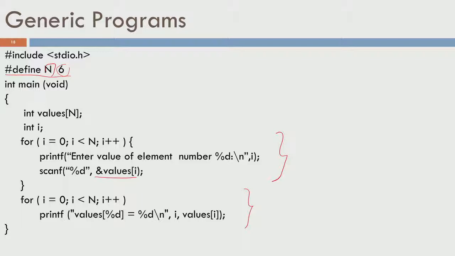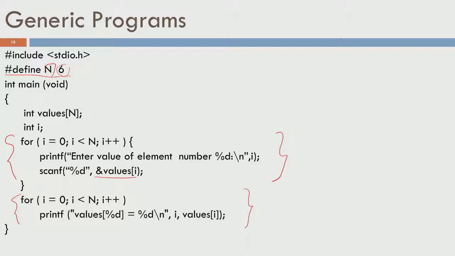Now if I look at this loop, let us see how to make sense of it. For I equals 0, I less than n, I plus plus. Wherever you see n, the C preprocessor will replace that with 6. So, this loop will run from 0 to 6. What this loop will do is read 7 elements numbered values of 0 to values of 6, and this loop also runs on same n. So, it will print values of 0 to values of 6.